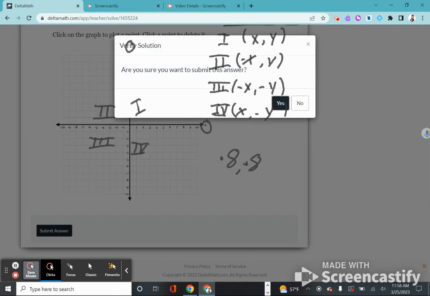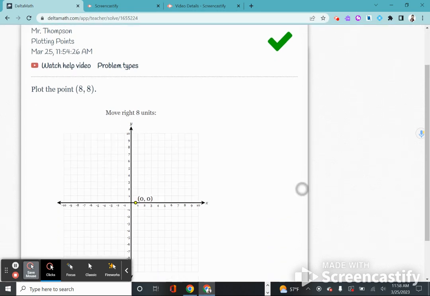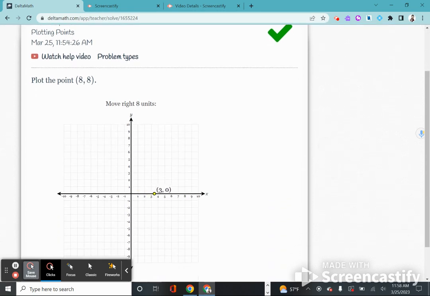and I submit. And that's what I want. And if we watch the video here, the little animation they give, they see that we're going over to the right 8 first because that's our x. And then they're bringing that point all the way up 8 units. And we land at 8, 8.